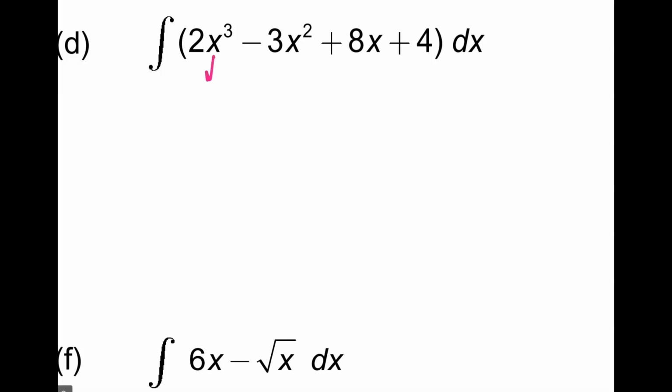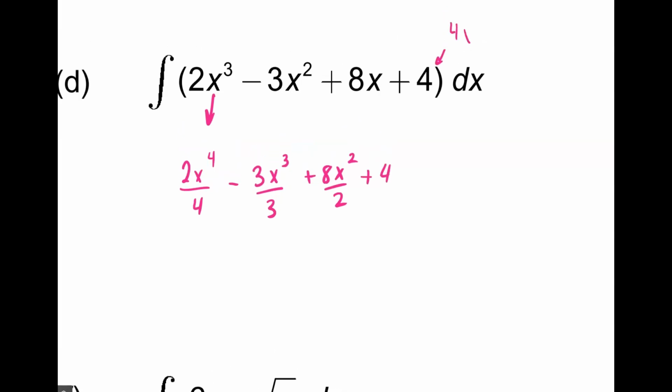Okay, let's take it step by step. Ready? Add 1 to the exponent, and now divide by 4. Subtract 1. Add 1 to the exponent. Divide by my new number. Plus 8. Add 1 to the exponent 2 and then divide by 2. Add 1 to the exponent. So technically this is 4 times x to the 0. So I add 1 to the exponent, divide. This is just going to be x to the 4th over 2 minus x to the 3rd plus 4x squared plus 4x plus c.